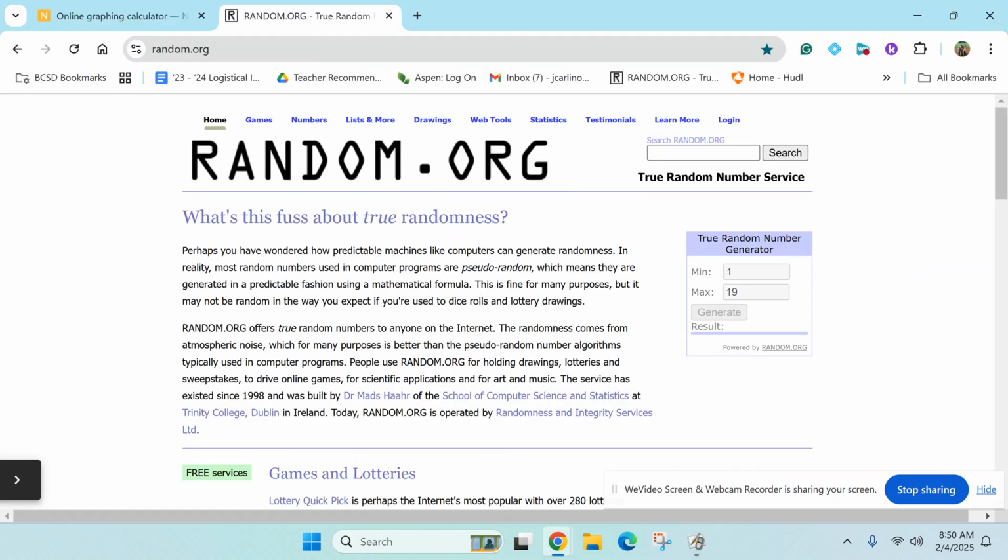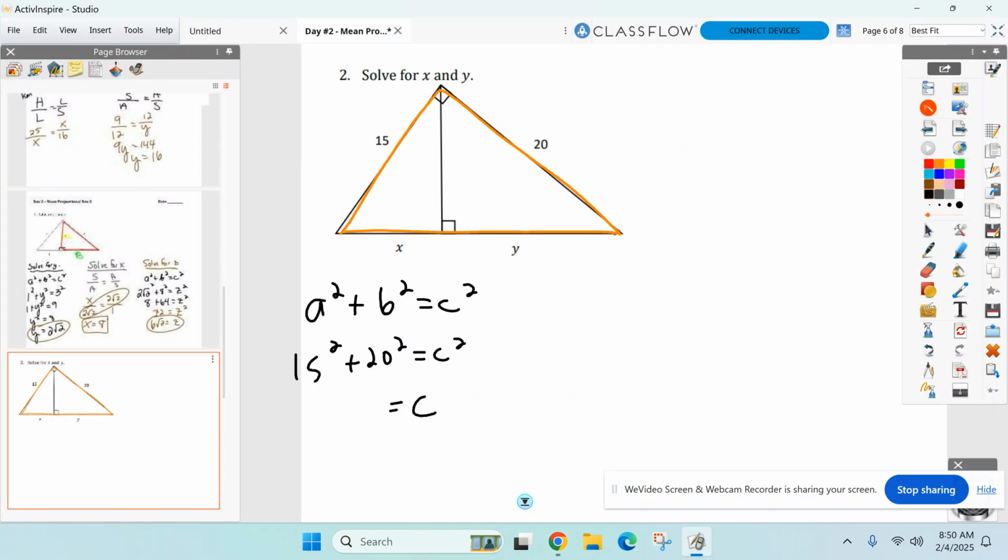When you have it, how long is that hypotenuse? 18. Let's try again. Rayhan, 2 for 2 for you. 25. Good work. So the hypotenuse is 25. And here we go. Now I can do hills.